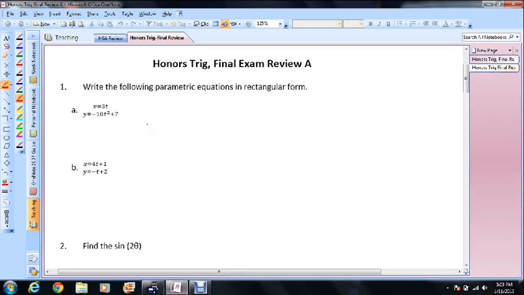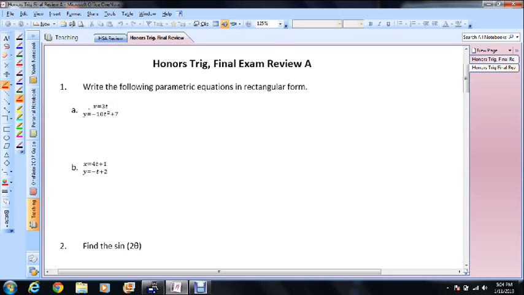Okay, so let's go ahead and look at the first review packet for our final review. In the first problem, we're asked to write the following parametric equations in rectangular form. So we have to basically reduce two equations into one equation, and it's going to start out with something that says y equals. So in order to do that, we have to do what's called eliminate the parameter.